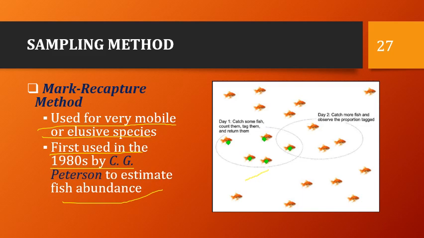Of course, after a period of time, another sample will be captured. So this second sample includes both marked and unmarked individuals. So by analyzing the ratio of the marked species to the total number of the second sample, you can actually estimate the population size. So this is based on the assumption that the proportion of the marked individuals in the second sample is representative of the proportion of the marked individuals in the entire population.